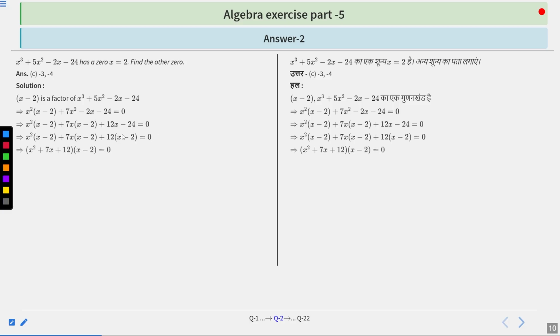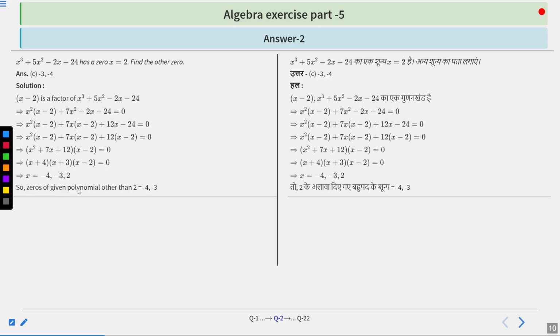Now x minus 2 is present in every term. So taking x minus 2 common, we get x square plus 7x plus 12 equal to 0. On factoring x square plus 7x plus 12, we get x plus 4 and x plus 3. So x plus 4 into x plus 3 into x minus 2 is equal to 0. If we put x plus 4 equal to 0, then x is minus 4. If we put x plus 3 equal to 0, then x is minus 3. And if we put x minus 2 equal to 0, then x equals 2.